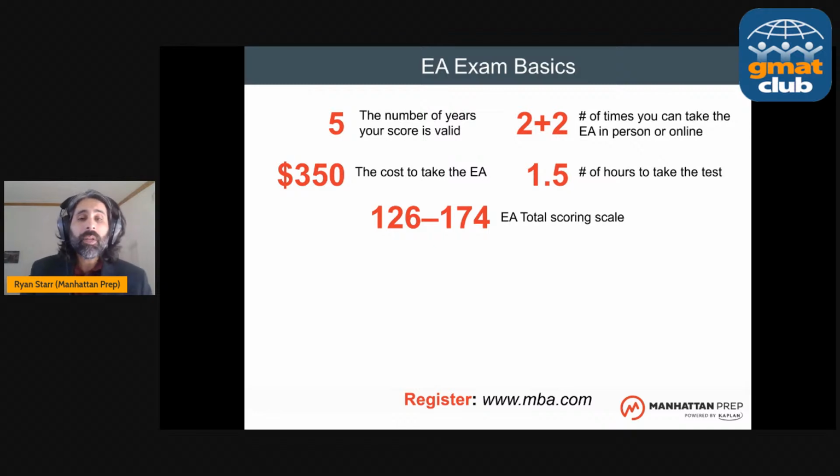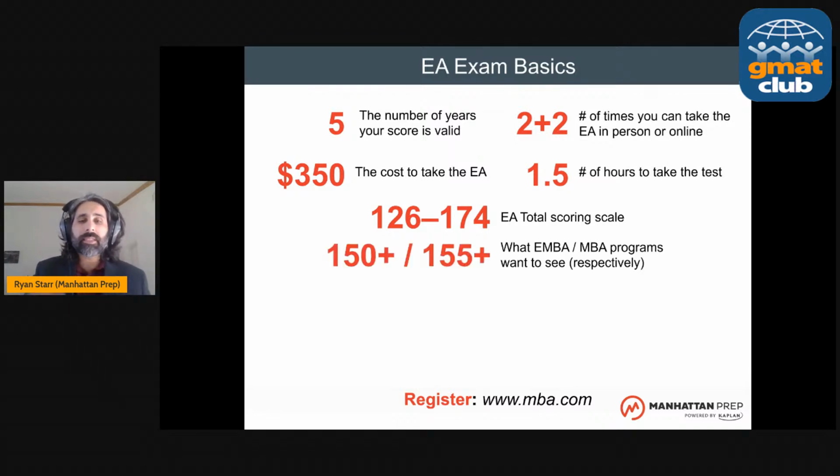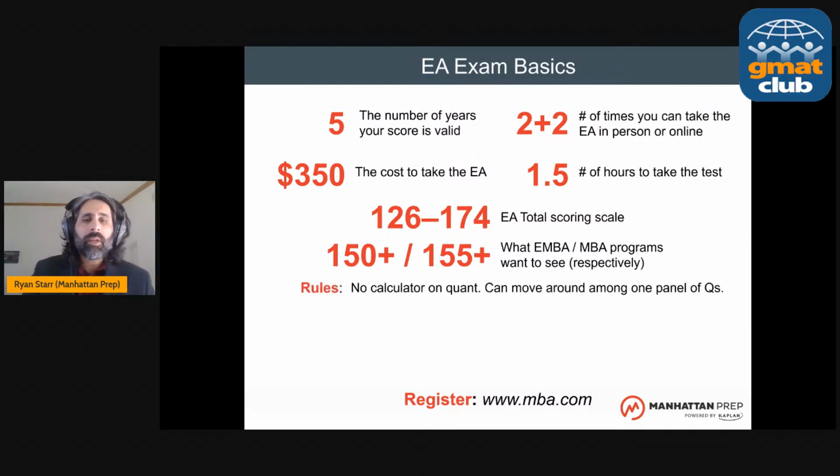EA is graded on a scale of 126 to 174, and typically you're aiming for 150 plus for an executive program, with some of the maybe top-tier executive programs here in the US requiring a little bit more. And if you're applying to a full-time program, usually you want to aim for the mid-150s or beyond. Part-time programs, somewhere in between those two. Often 153 is the number you see people wanting you to get. We'll talk about where those scores come from in a minute.